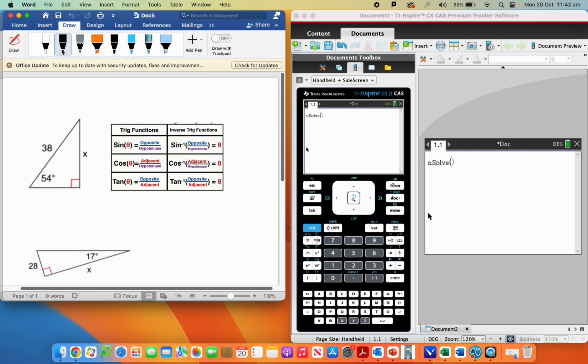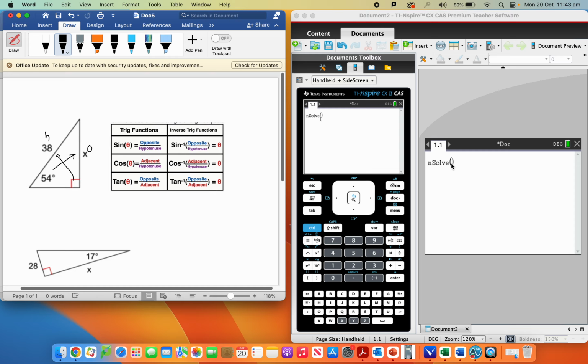We've spoken about this in class before. The side that is opposite the right angle is the hypotenuse. The side that is opposite the angle is the opposite side. And the side that is next to the angle is the adjacent side. But we don't need to worry about that for this example because we've got the hypotenuse, we've got the angle, and we've got the opposite side, and we're trying to work out the length of the opposite side. Now we need to go to nsolve.